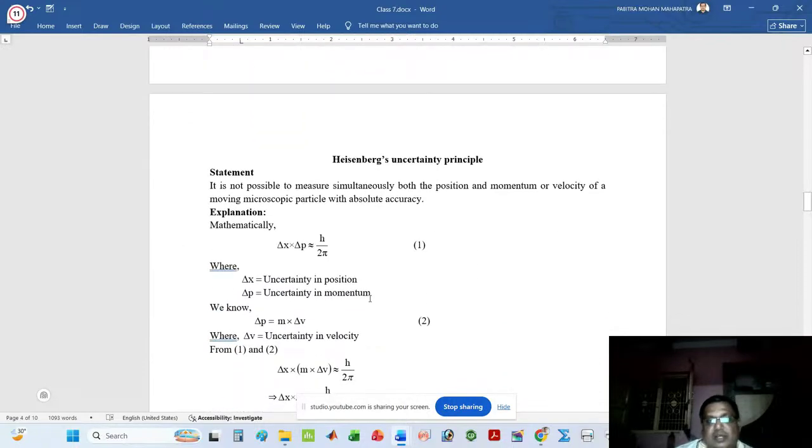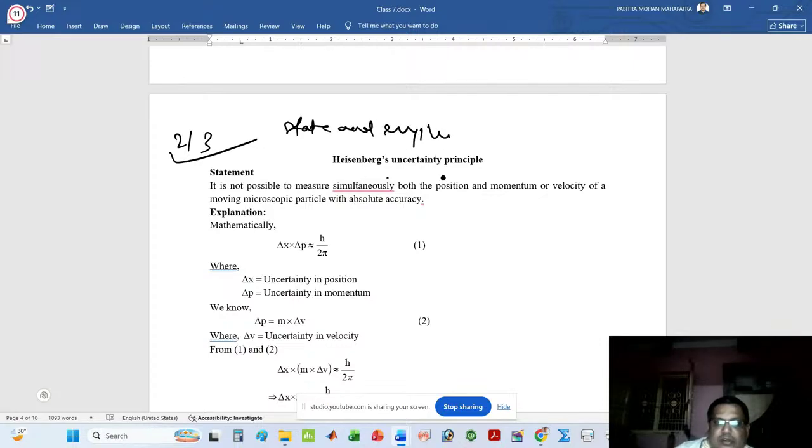Next, move to the Heisenberg's uncertainty principle. This also carries 2 or 3 marks. In exam, a question will ask like this: state and explain Heisenberg's uncertainty principle. Then, what is the statement? What is the main importance of Heisenberg's uncertainty principle? And I want to explain this.